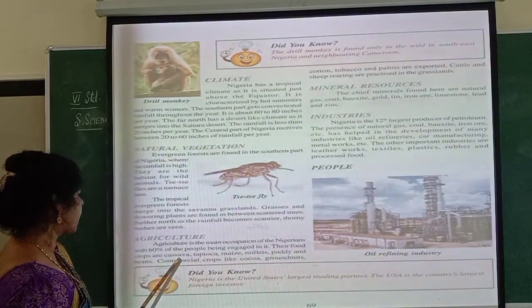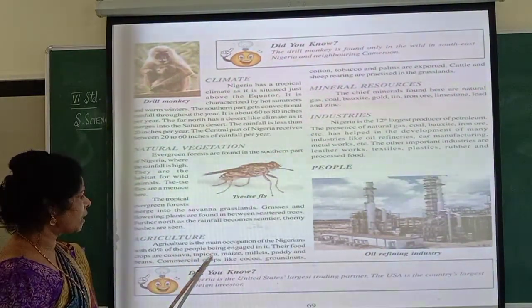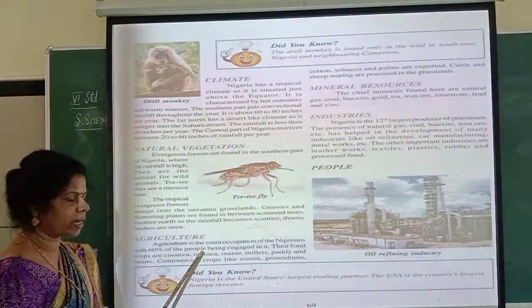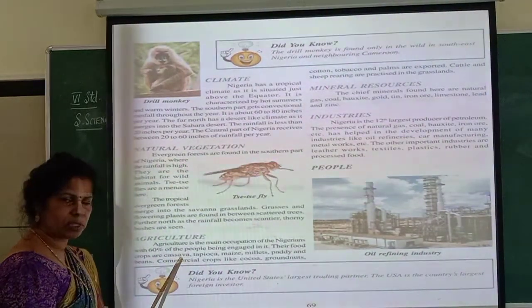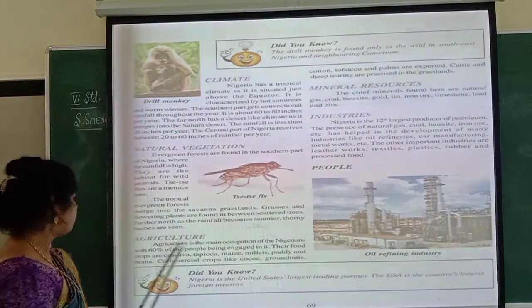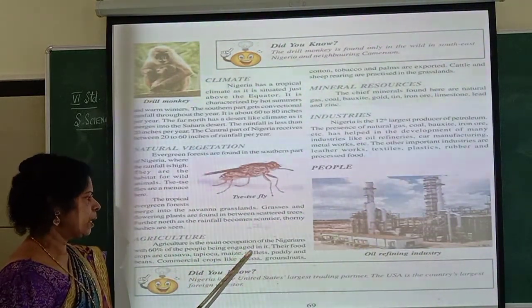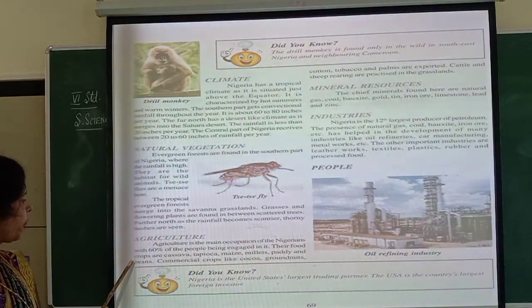Their food crops are cassava, tapioca. This picture I will show you later. And this is actually tapioca. Tapioca is the same as cassava, just like that it is called cassava. So it is also a tuber. So their food crops are cassava, tapioca, maize, millets, paddy and beans.